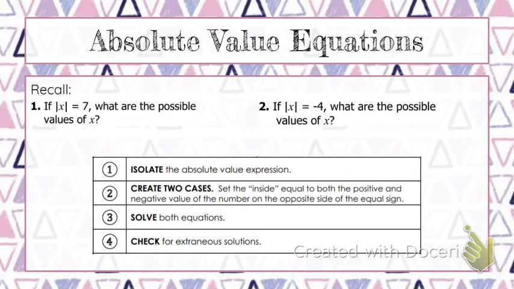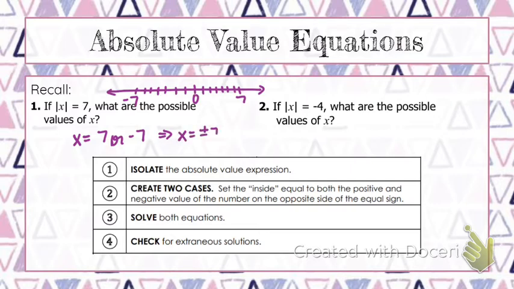So first we want to recall what absolute value even means. Absolute value is the distance from zero. If the absolute value of x equals 7, what are the possible values of x? If a number on a number line, we have 0, and it's 7 units away from 0, that can be positive 7 units, or it can be negative 7 units away. So x could equal 7 or negative 7. And this can also be written as x equals plus or minus 7.